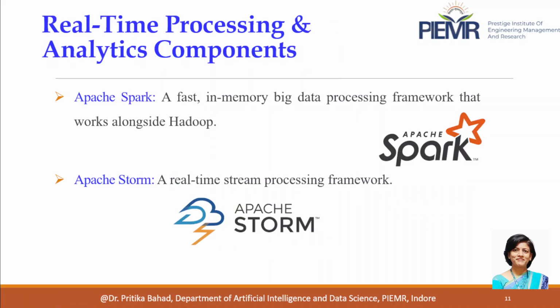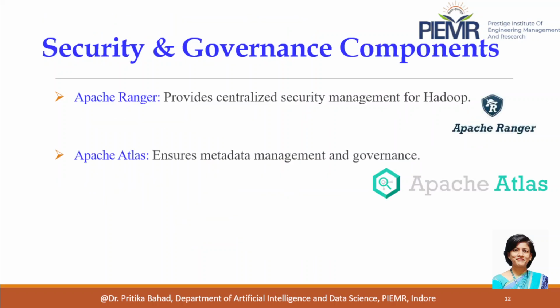For real-time processing and analytics, we have Apache Spark and Apache Storm. Apache Spark is a fast in-memory big data processing framework that works along with Hadoop. Apache Storm is a real-time stream processing framework. For security and governance, we have the components Ranger and Atlas.